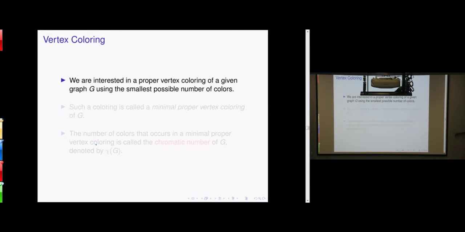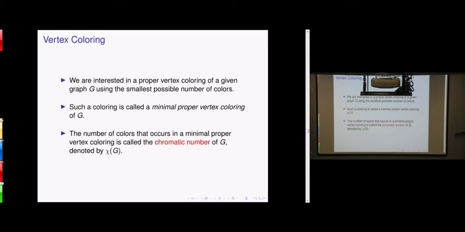Okay, so now what? Now we are interested in a proper vertex coloring of a given graph G using the smallest possible number of colors, right? This has some application we are going to see at the end of the lesson. So we are interested in vertex coloring with a minimum number of colors. Such a coloring is called a minimum proper vertex coloring of G.